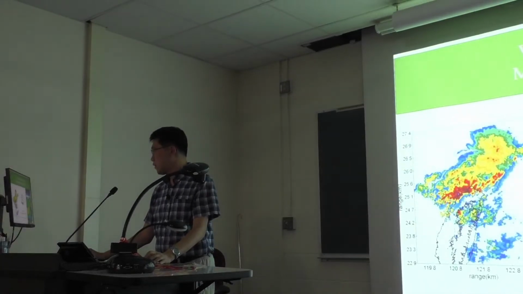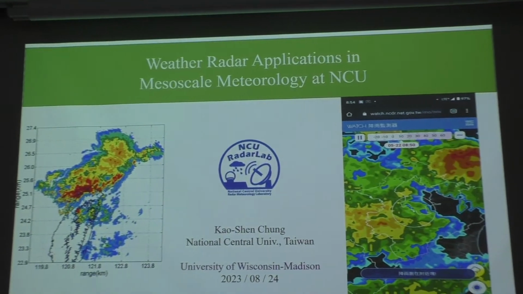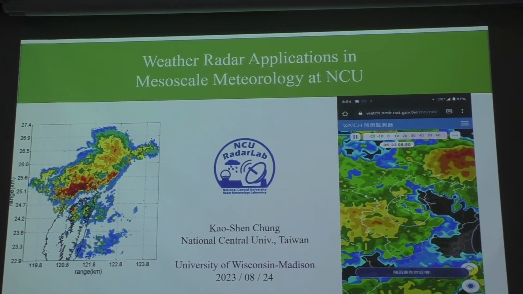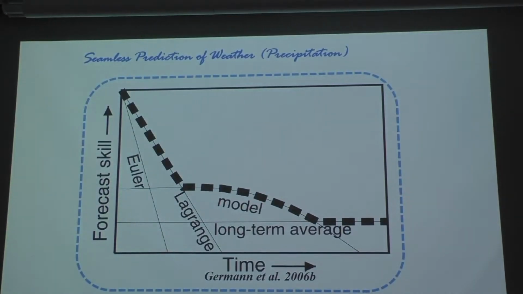Good afternoon, everyone. This is Kao-Shen Chung, also from National Central University, Taiwan. In the third part of this talk, I'm going to talk about the seamless prediction of weather, mainly focusing on precipitation. Here is one example showing QPF, quantitative precipitation forecast, where the x-axis is log time and the y-axis is the forecast scale.